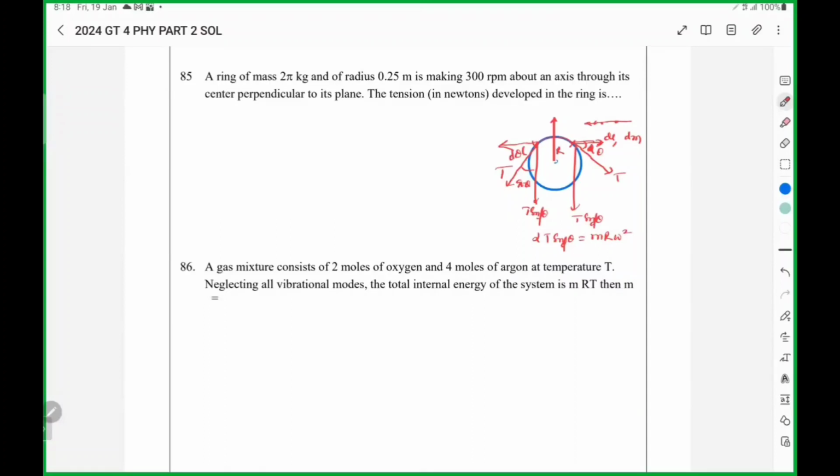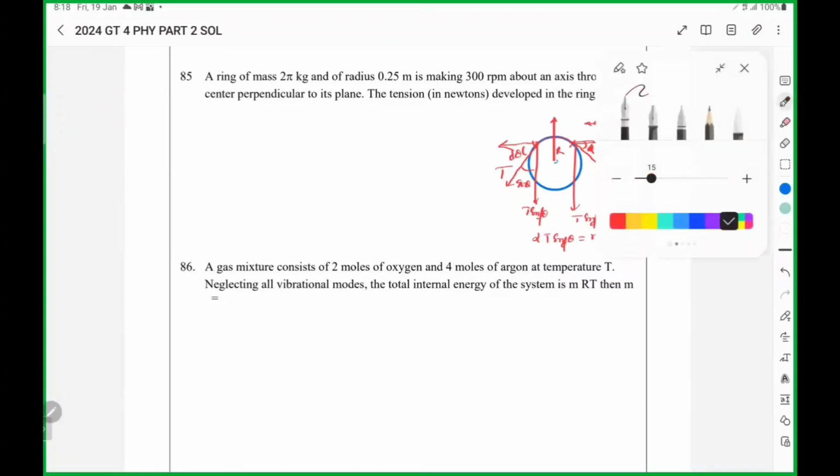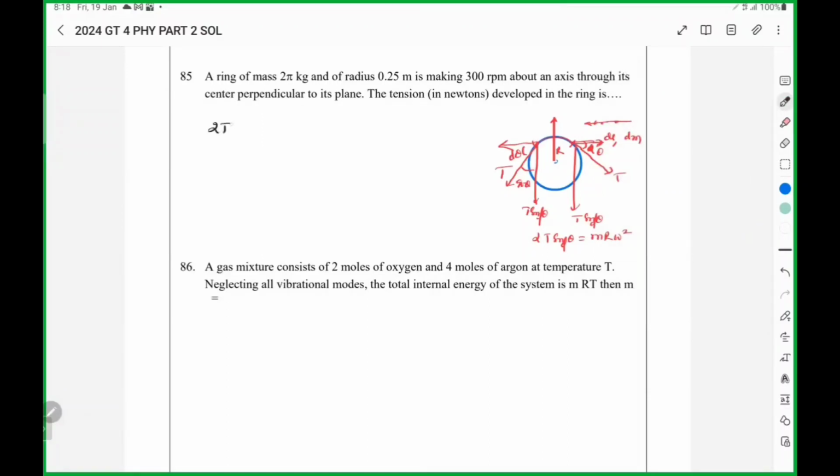Here it is. 2T sin dθ is dm ω²r. For small angles dθ, sin dθ is dθ. So 2T dθ is dm r ω².